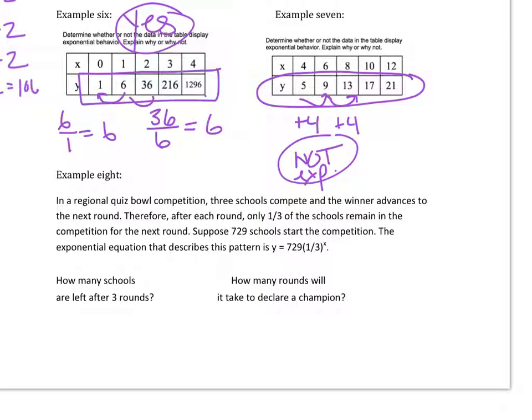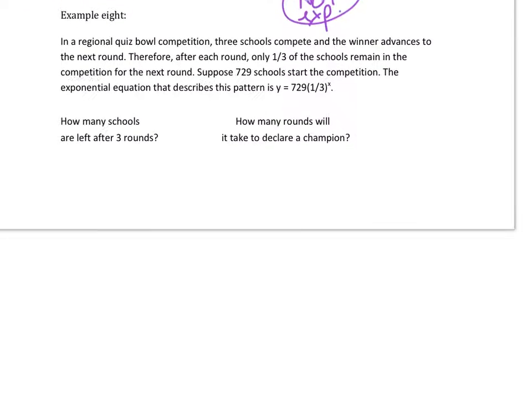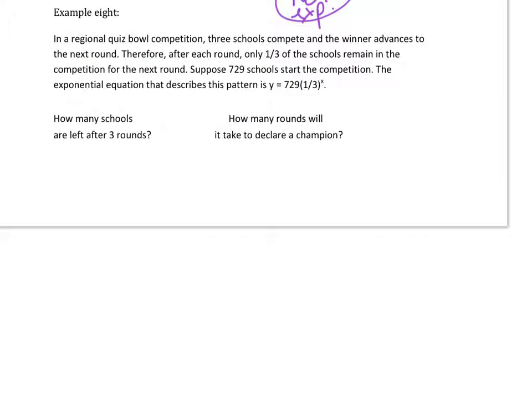Okay. And then from here is our word problem. It talks about a regional quiz bowl competition. 3 schools compete, and the winner advances to the next round. Therefore, after each round, only 1/3 of the schools remain in the competition for the next round. Suppose 729 schools start the competition. The exponential equation describes the pattern.